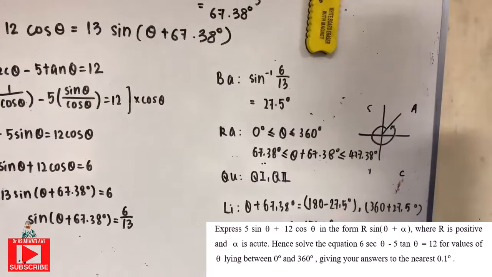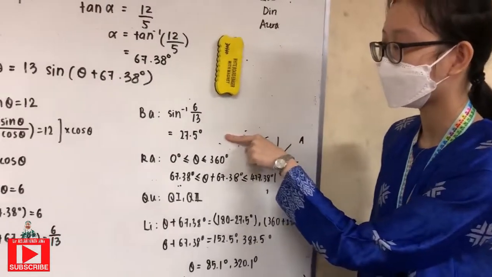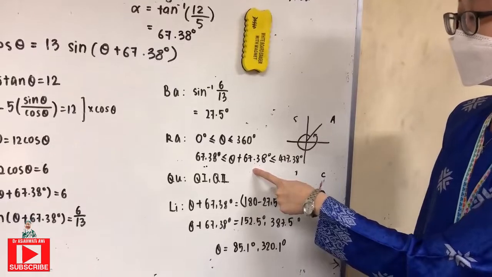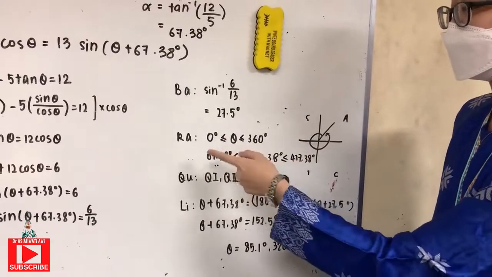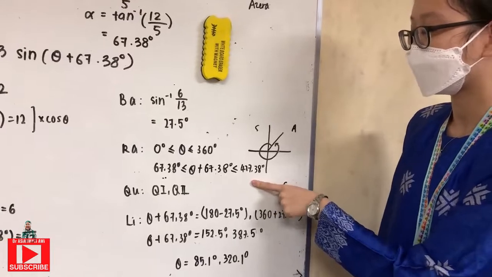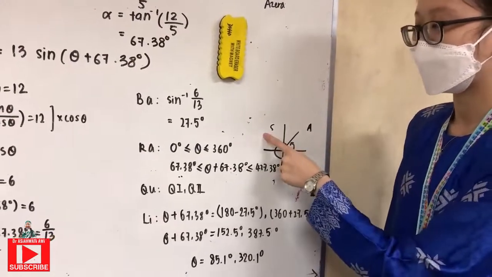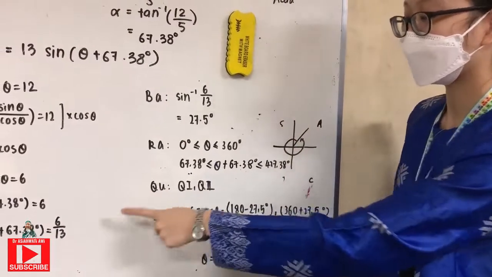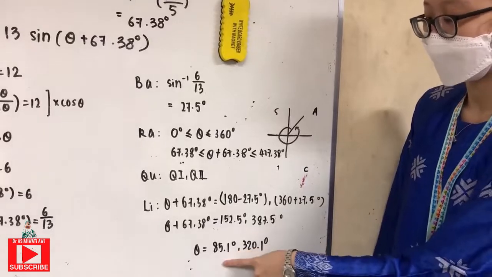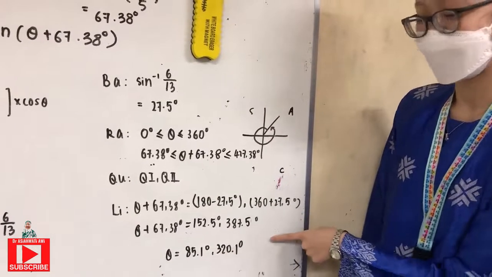So we use Baraguli. First find the basic angle, which is 27.5, and then we find the range. Theta plus 67.38 degrees is in between the angle of 67.38 and also 427.38. So the quadrant will be quadrant 1 and quadrant 2 as the sign is positive. So we can list all the angles, which are 85.1 and also 320.1.